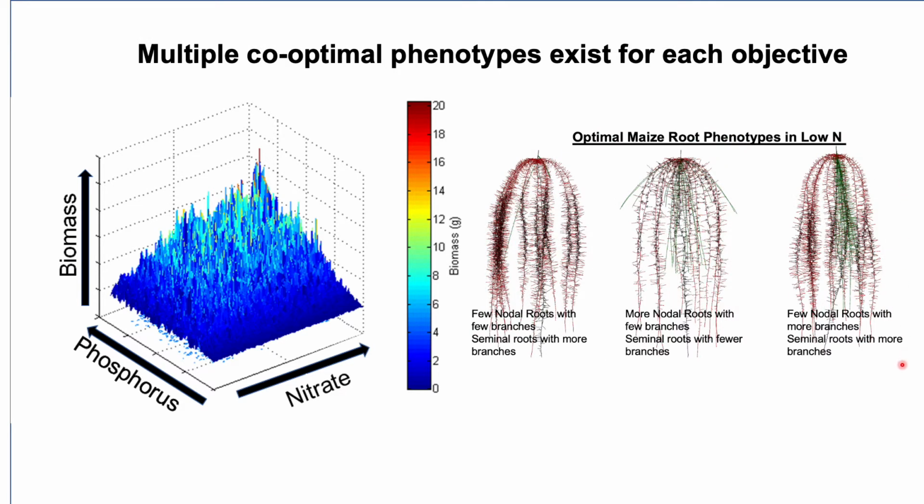Another result was that contrasting phenotypes could perform well. As shown here, these 3 phenotypes all perform well under low nitrogen, yet they have different individual phene states. It's their integrated phenotype that gives them an overall performance, not the individual phene states.